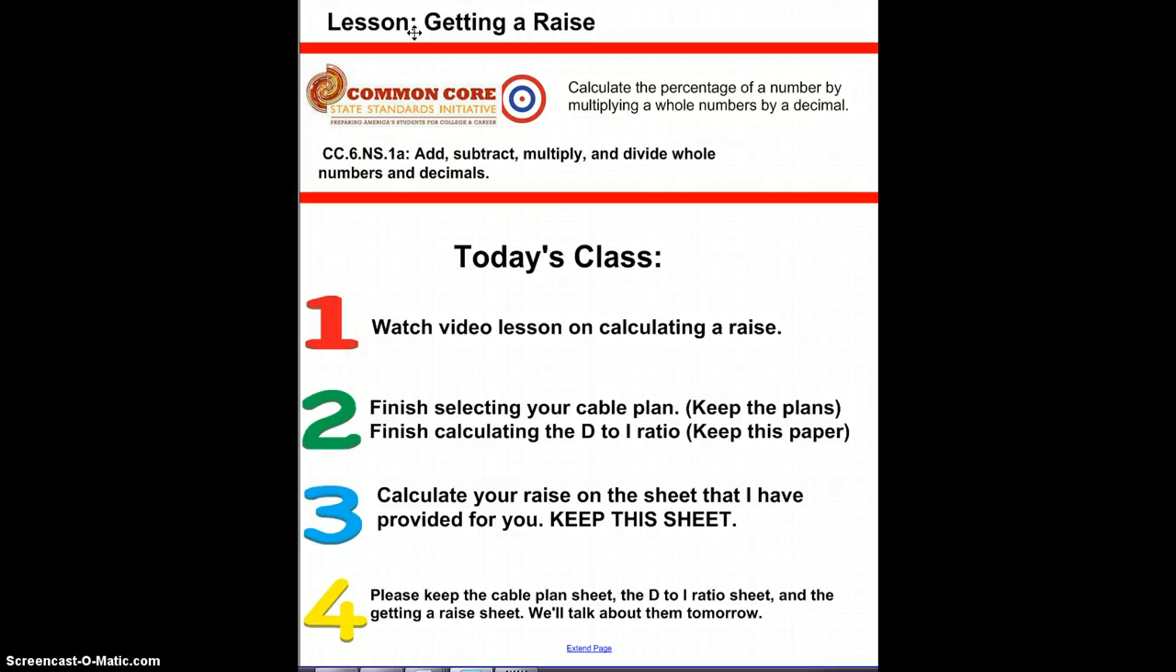We're in Unit 6, and one of the major standards in Unit 6 is being able to add, subtract, multiply, and divide whole numbers and decimals. And that's a common one you'll find throughout the beginning of Unit 6. And today I want you to be able to do this. You have to demonstrate that you can calculate the percentage of a number by multiplying a whole number by a decimal. And that's what you'll find yourself doing today, multiplying a whole number by a decimal.